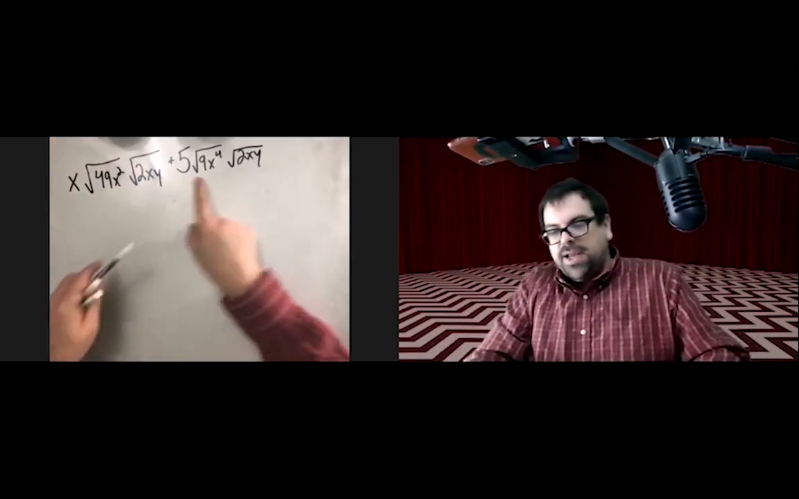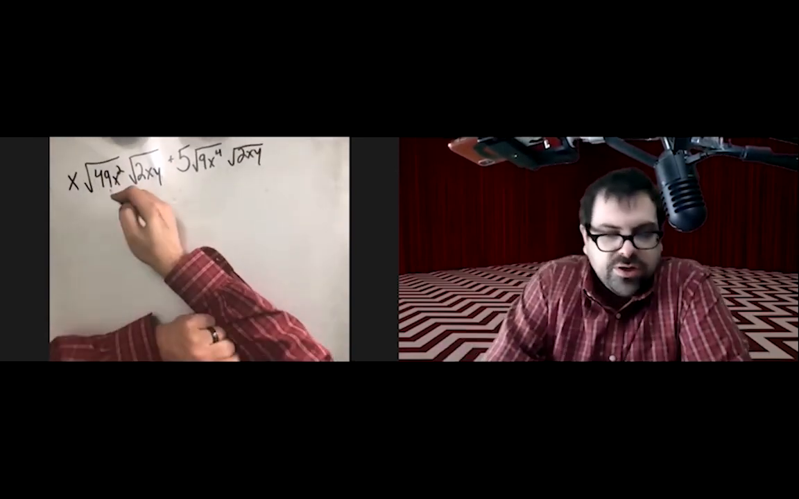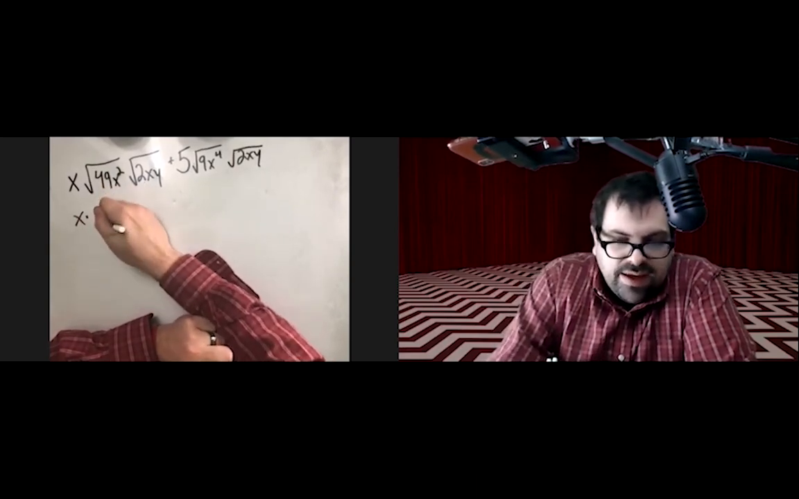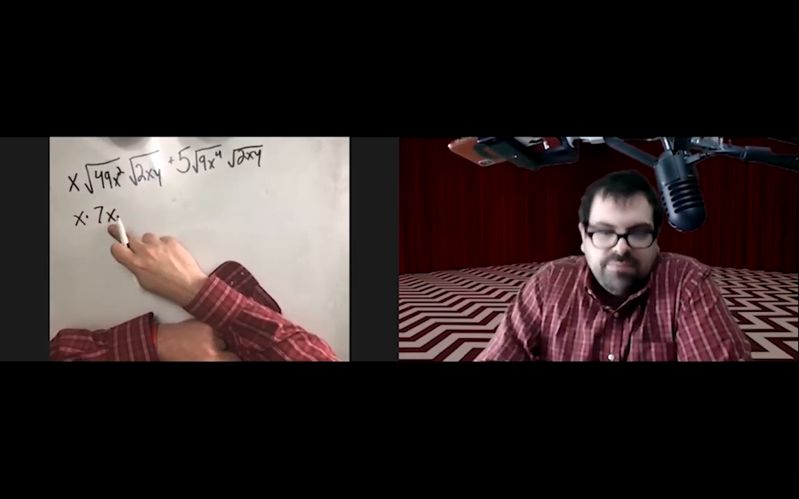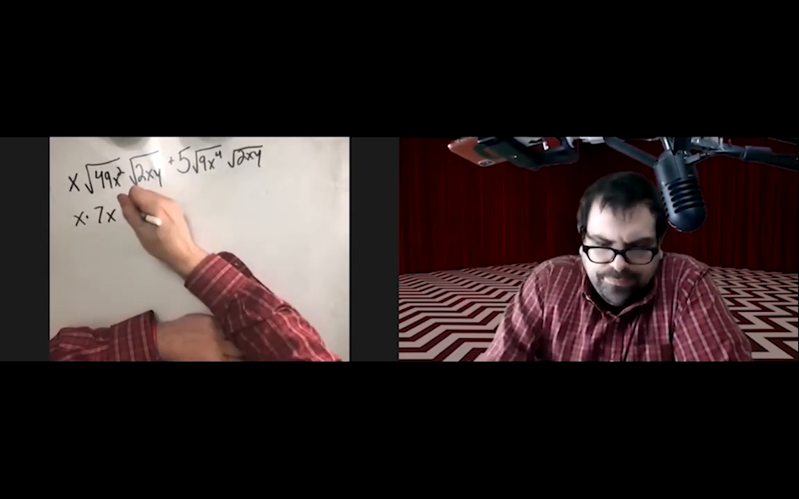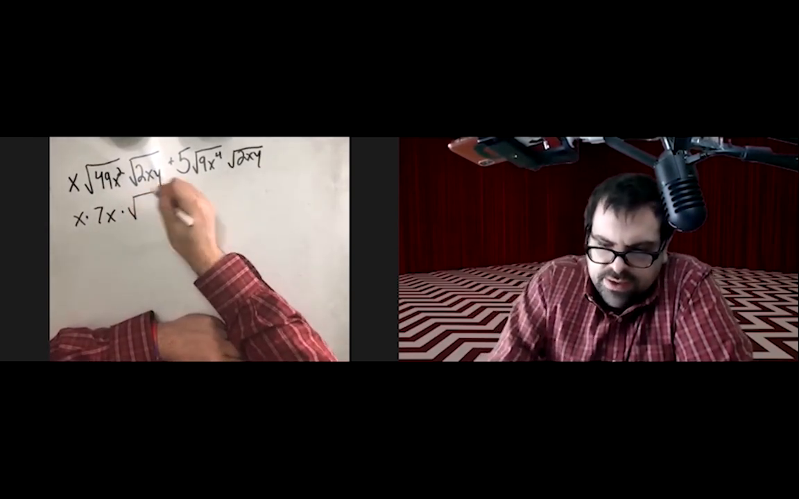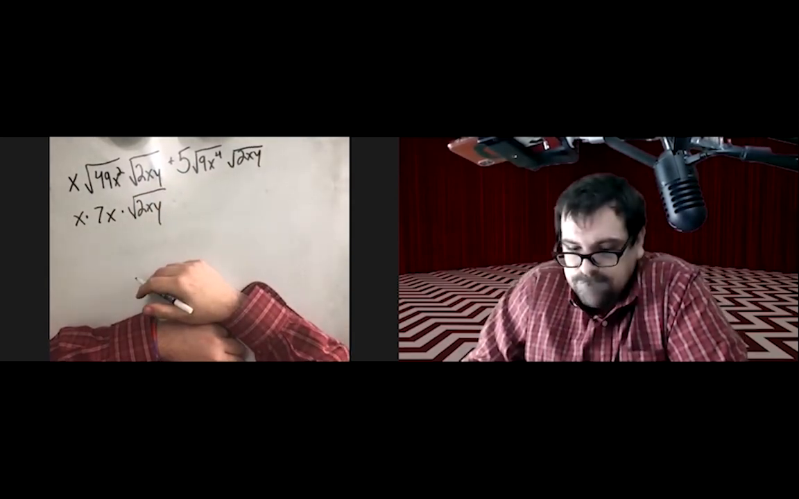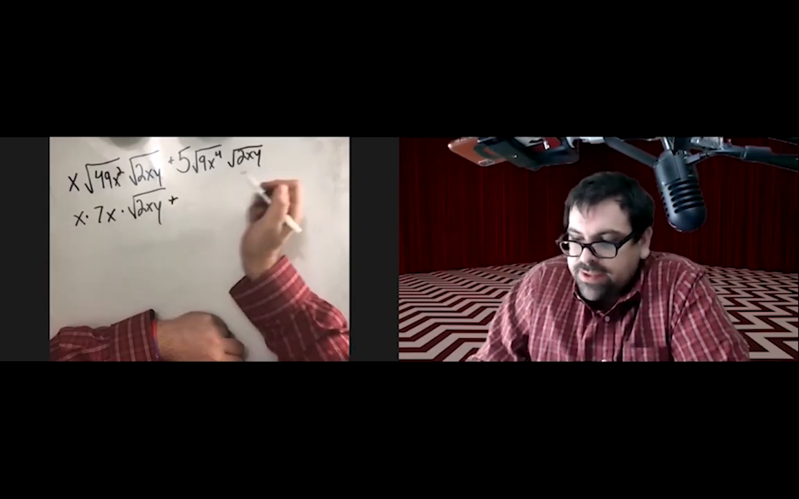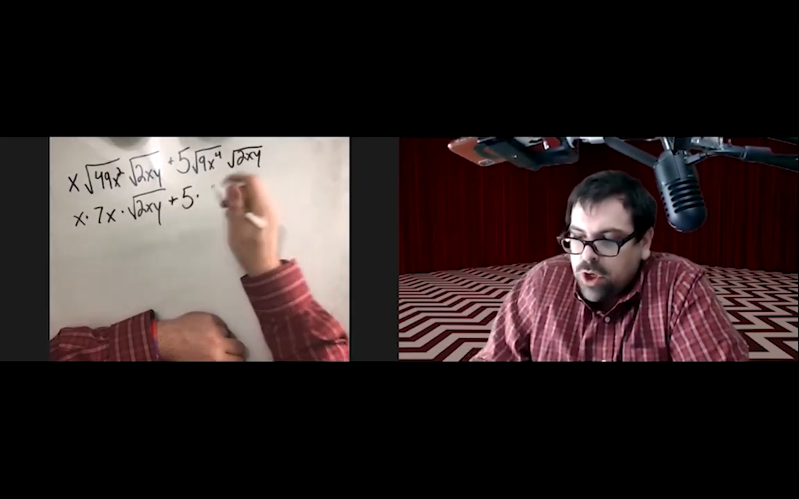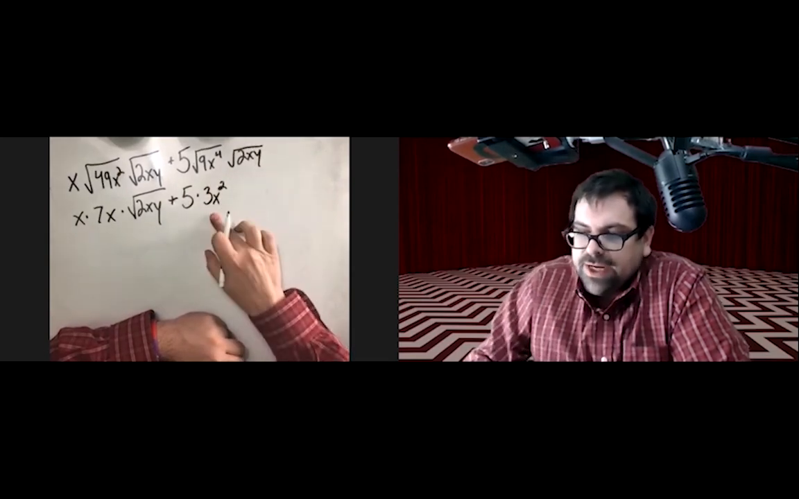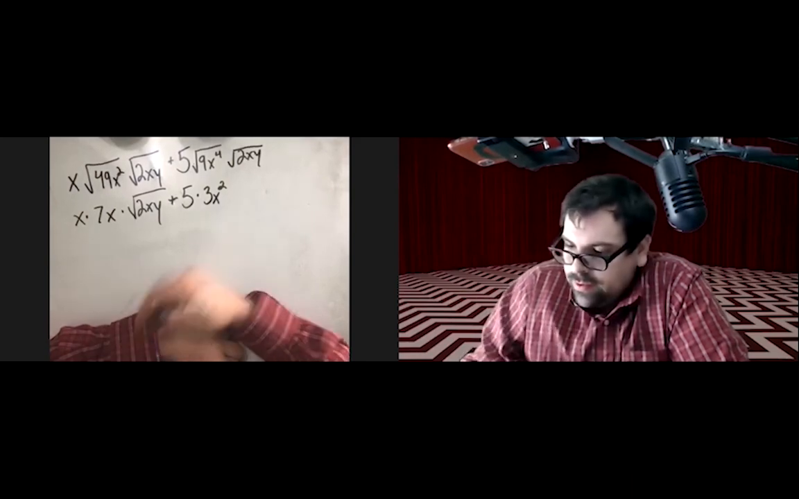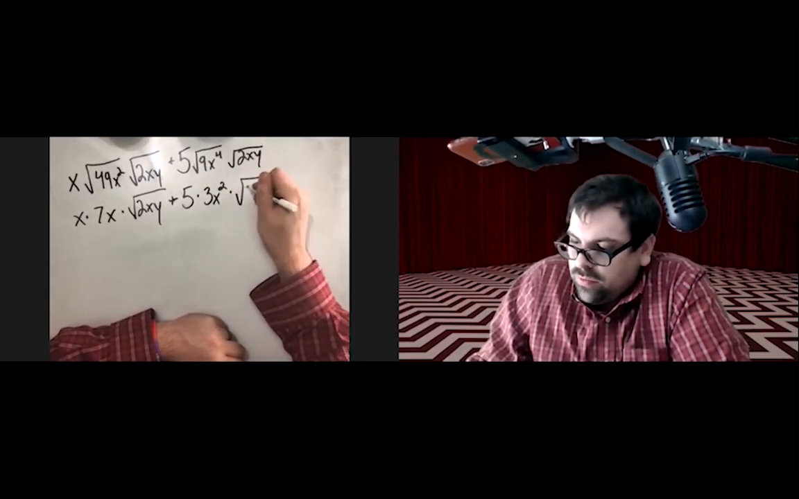So what's our next step? Our next step is taking the square root of the one we actually can. So this is going to be x times 7x, because 7x times 7x is 49x squared, times, we can't simplify this one anymore, radical 2xy, plus 5 times 3x squared, because 3x squared times 3x squared is 9x to the 4th, times radical 2xy.